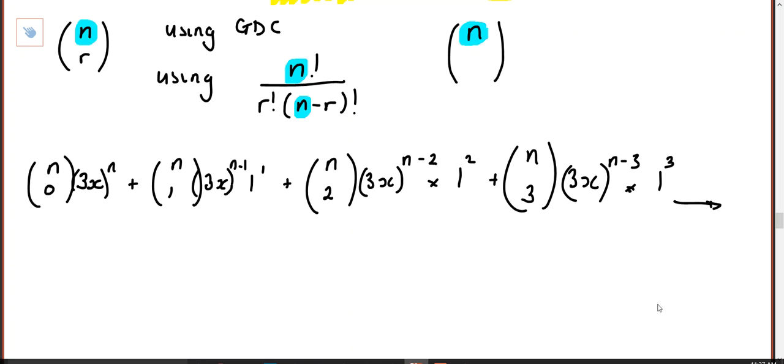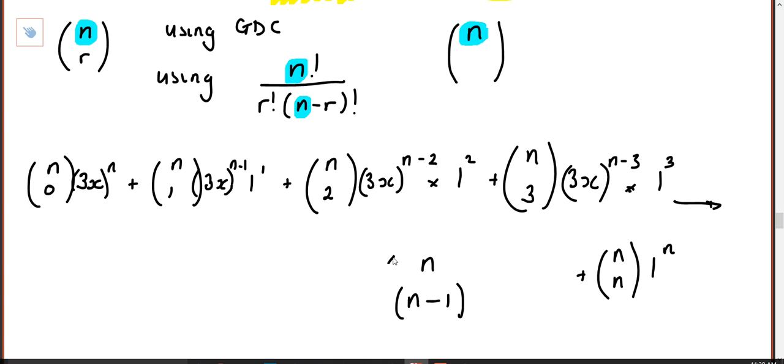Do you know what I mean by that? So if I started, the final term would be n choose n, but it would be only the 1 to the power of n. Okay? Then the term before that would be n choose n minus 1. So I'm going to have to give myself a bit more space. So it would be n choose n minus 1.